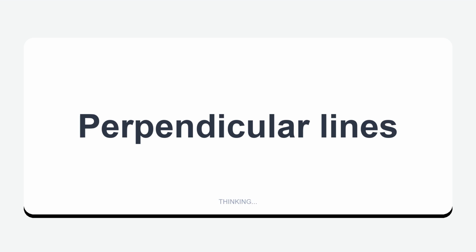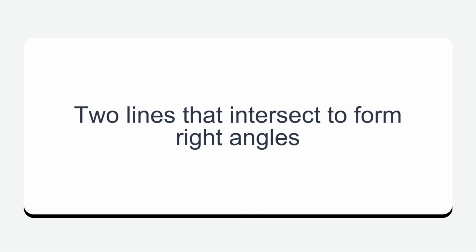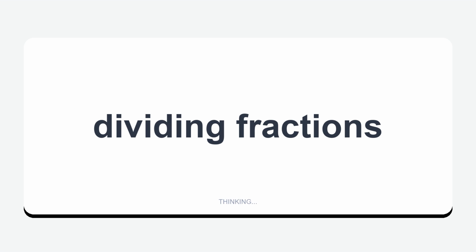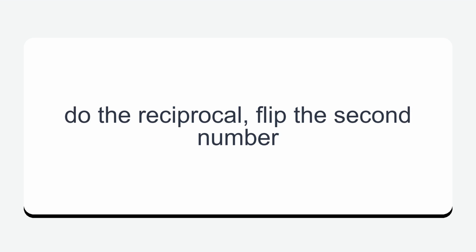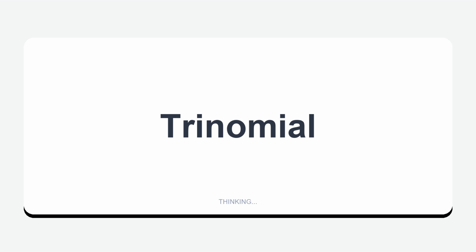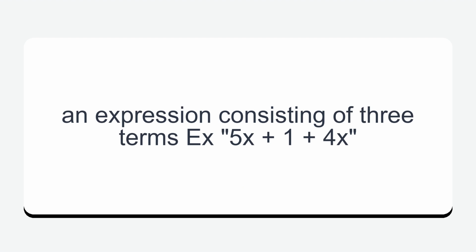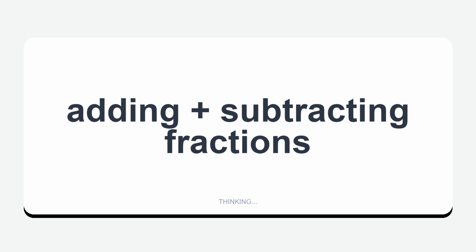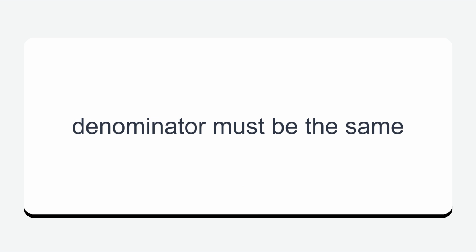Perpendicular lines. Two lines that intersect to form right angles. Dividing fractions. Do the reciprocal, flip the second number. Trinomial. An expression consisting of three terms, x, 5x plus 1 plus 4x. Adding or subtracting fractions. Denominator must be the same.